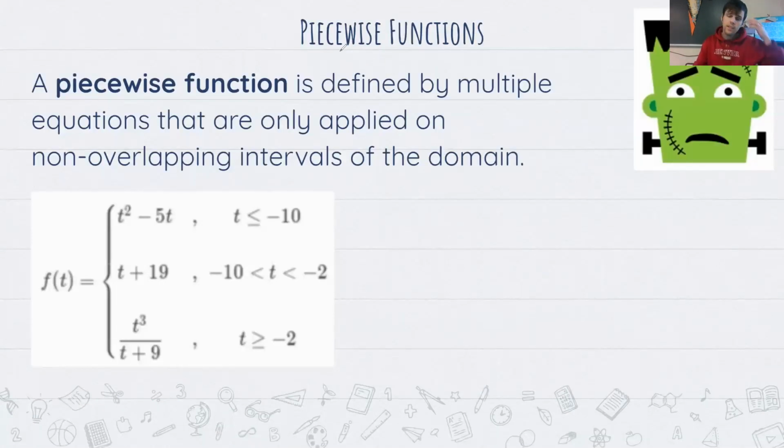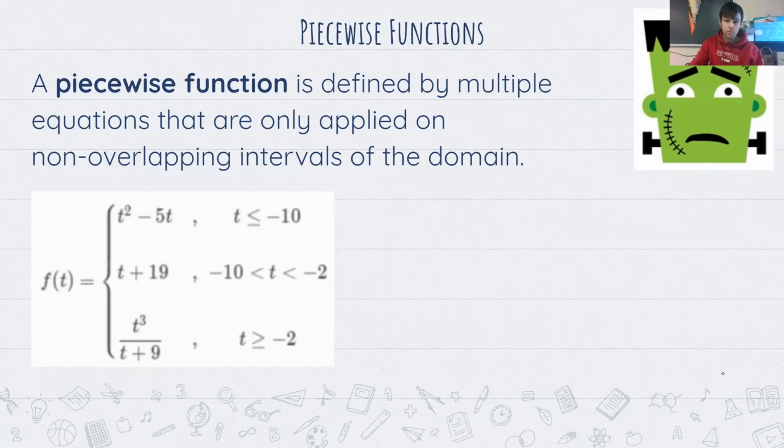All right, last thing in this section, we're going to talk about piecewise functions. So I have this nice picture of Frankenstein over here. I like to think about these piecewise functions as sort of Frankensteins. They take parts of one function and another function, and we put them together to create this kind of Frankenstein monster of an equation. So a piecewise function is defined by multiple equations that are only applied on non-overlapping intervals of the domain. Sounds complicated. Looks complicated too, honestly.